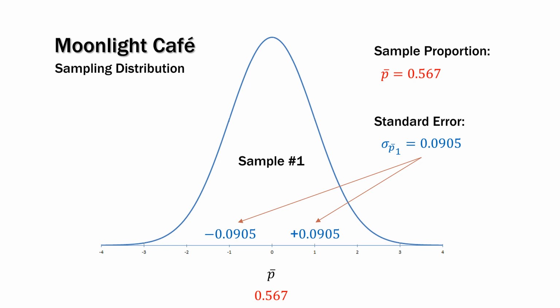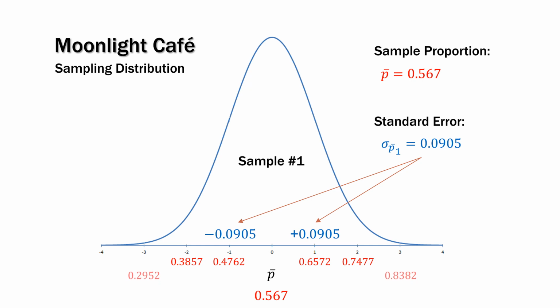Remember that a z-value of 1 is just another way of measuring the standard error, which is 0.0905. It's like measuring something in centimeters or inches. The distance on paper is the same. You're just measuring it with a different unit. So they're the same distance, just different units.